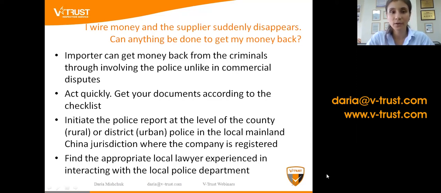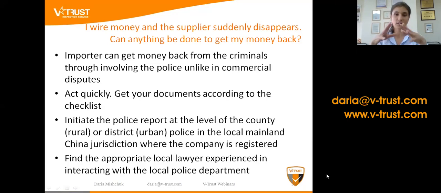If you have this suspicion that your supplier has committed fraud and your money has been stolen, then contact the police department in the local mainland China jurisdiction, and try to do it as quickly as possible, because sometimes the company, the factory you're dealing with, might say, let's try to negotiate more about that. Let's try to resolve it in a peaceful way, and so on and so forth.